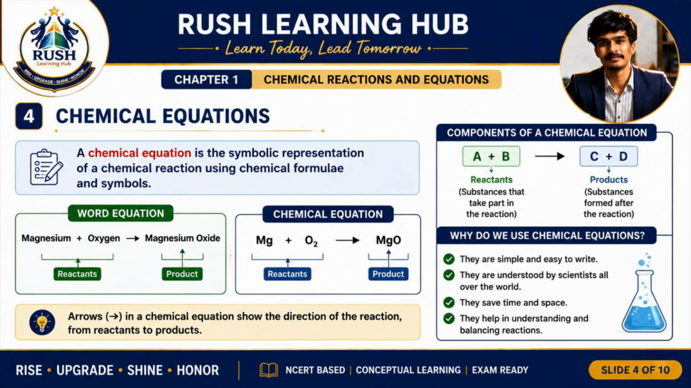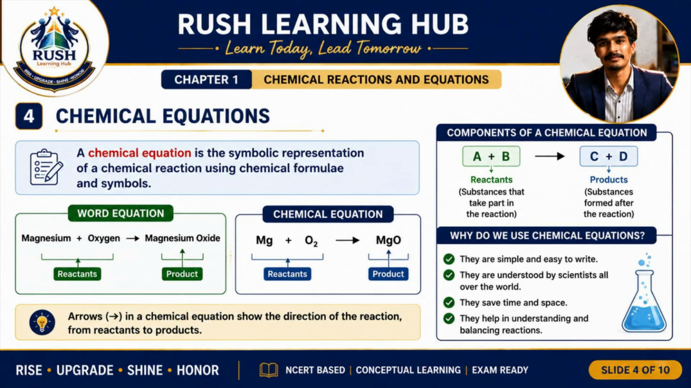In a chemical equation, the substances present before the reaction are called reactants, while the substances formed after the reaction are called products. The arrow symbol, shown between reactants and products, indicates the direction of the reaction. It tells us that reactants are converted into products. Chemical equations are important because they are simple to write, understood by scientists all over the world, save time and space, and help us understand and balance chemical reactions accurately.